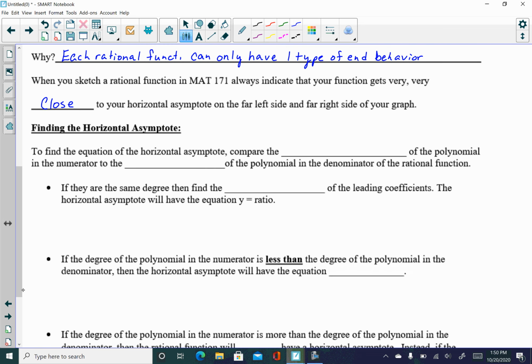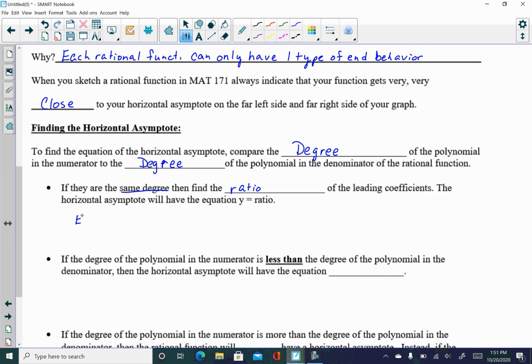All right, so how do we find horizontal asymptotes? Horizontal asymptotes are based on the degree. So you will compare the degree of the polynomial in the numerator to the degree of the polynomial in the denominator, okay? If they are the same degree, then you're going to find the ratio of the leading coefficients. The horizontal asymptote will have the equation y equals that ratio.